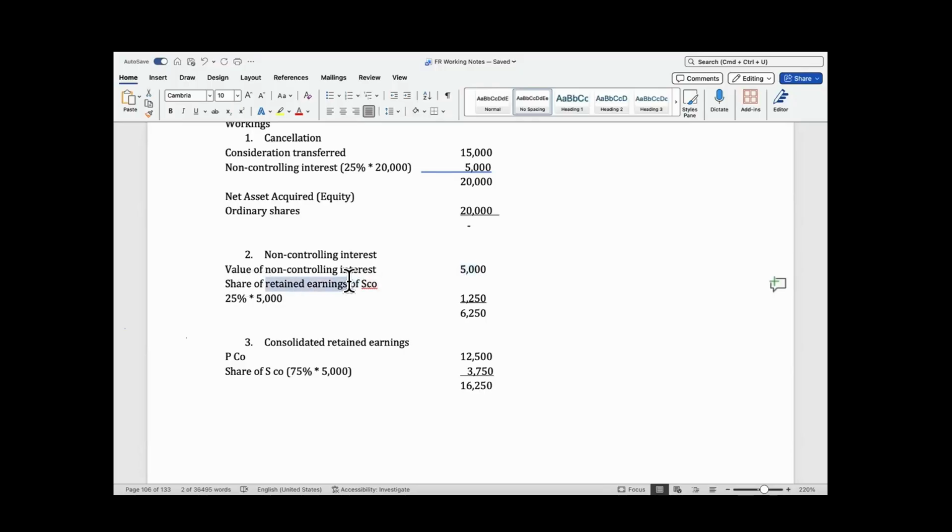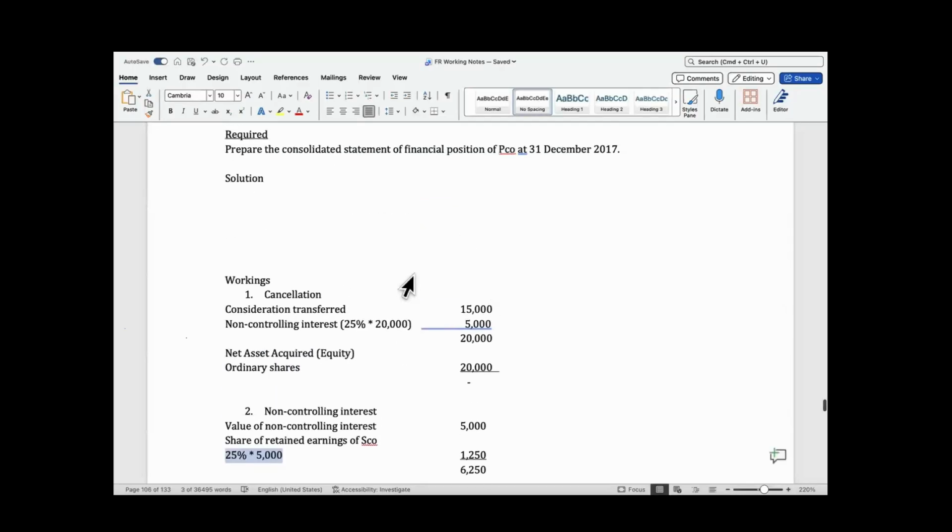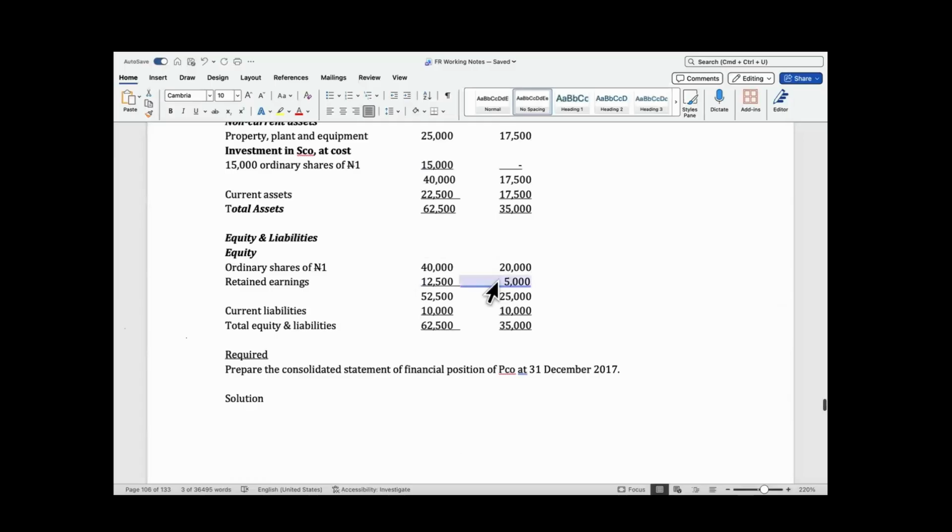Now, because this NCI is also a part owner of ESCO, you see that he is sharing part of the profit of ESCO because he's an owner. He will collect dividend. He is a part owner of retained earnings. Retained earnings is profit that belongs to all the owners. And NCI is a part owner in ESCO. So that's why he's getting 25% of that profit.